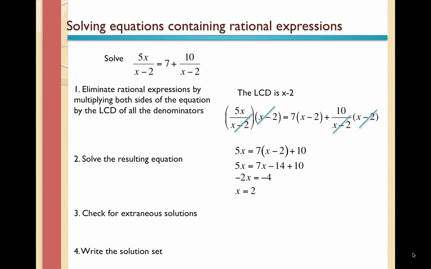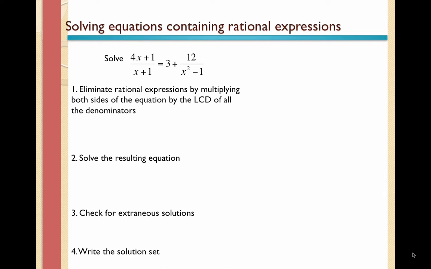Now we need to check for extraneous solutions. Is that solution that we found, is that going to cause us any problems? What happens when you substitute a 2 for x back up in your original equation? Well, unfortunately, it will give us a divide by 0. Because 2 minus 2 is 0, so this is going to end up leaving us with an undefined equation. Therefore, x is equal to 2 is not a solution. In fact, there is no solution. So we write the solution set, which is the empty set, and we also write that 2 is extraneous.